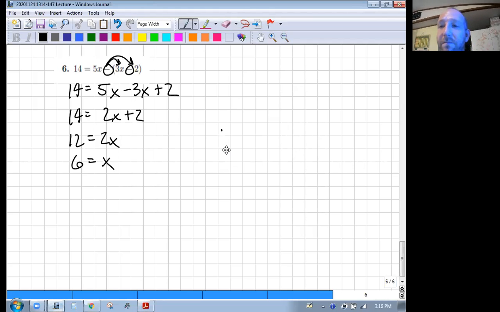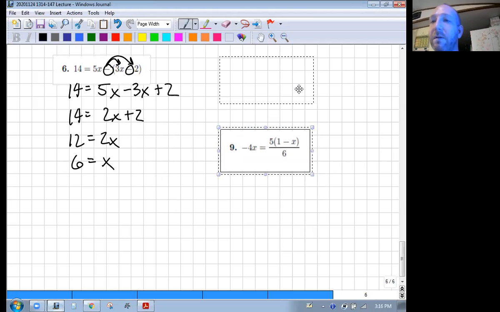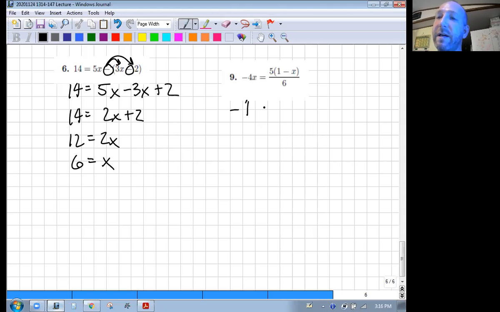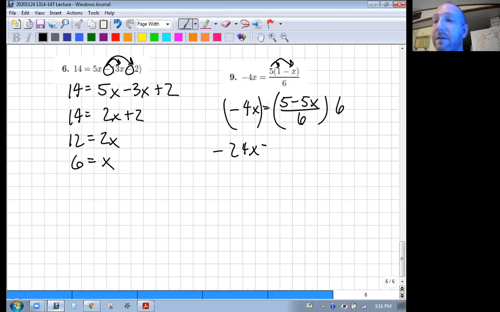Check this one out. All right, we got a negative 4x. Up here we have to distribute the 5. We got a 5 minus 5x over 6. So we multiply both sides by 6. We got a negative 24x equals 5 minus 5x. Add 5x to both sides. And then divide both sides by a negative 19.